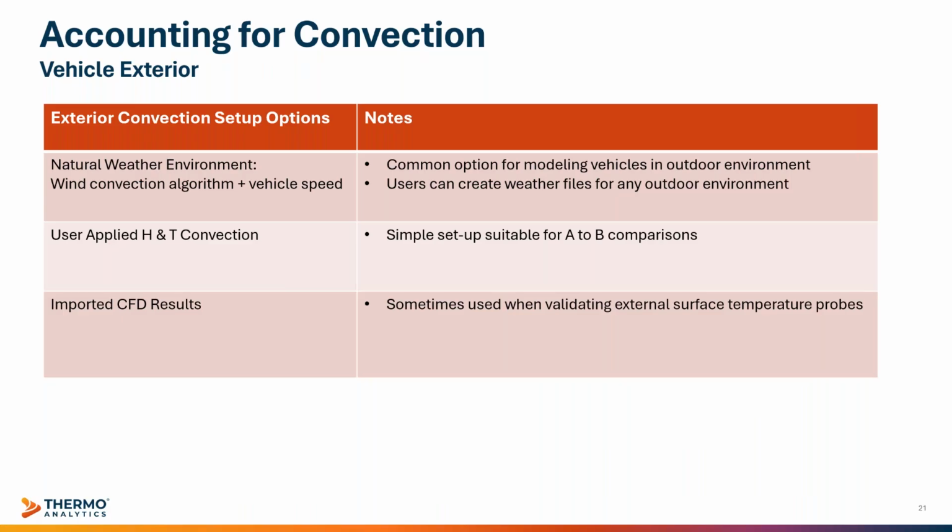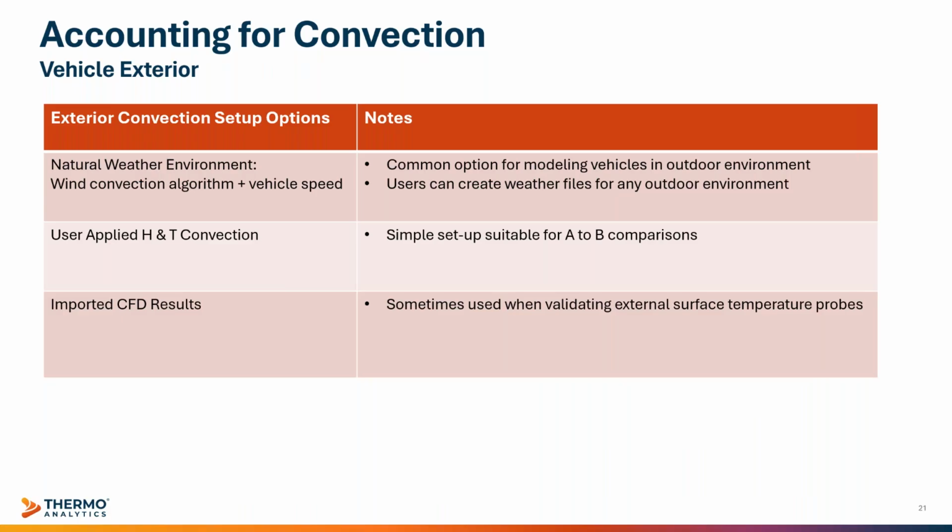Our next option is that you could choose to apply some constant H and T value based on external temperature and maybe some educated guess for that convection coefficient. This won't be super accurate, but it's maybe okay for A to B model comparisons early in the design cycle.